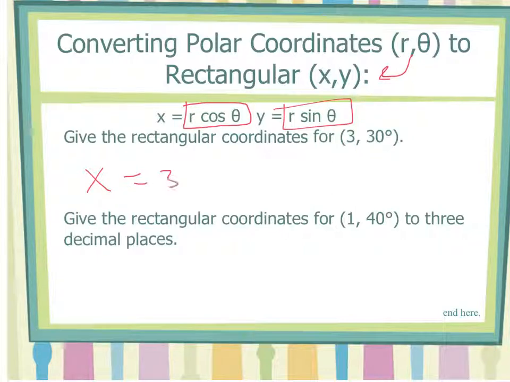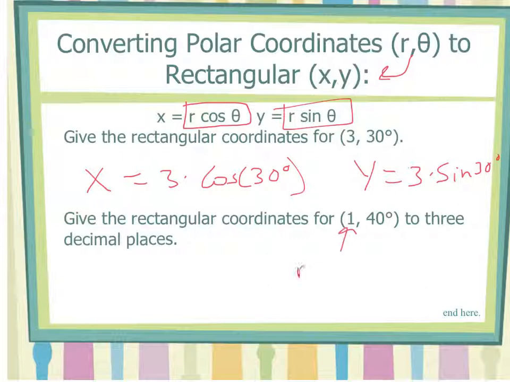So for x, this is saying r is 3, cosine is 30. You simplify that, you've got your x coordinate. Here, r is 3, y goes with sine. And you'd simplify those. Try this one on your own as well. R is 1, theta is 40 degrees, and you would follow those rules. We'll call it quits there.